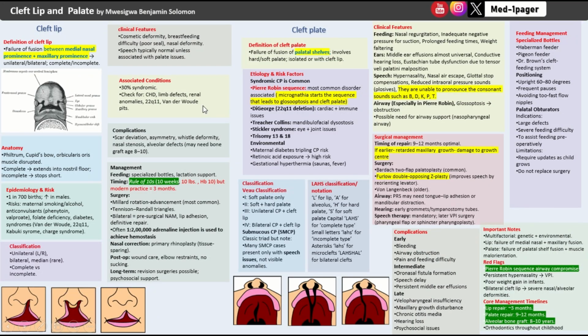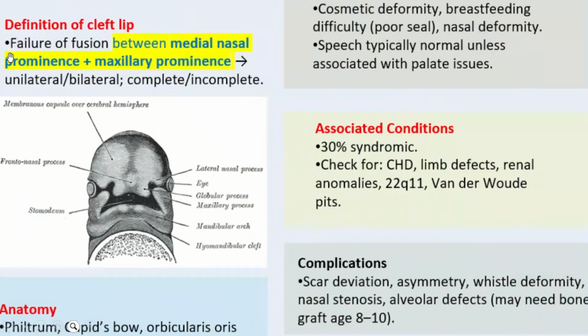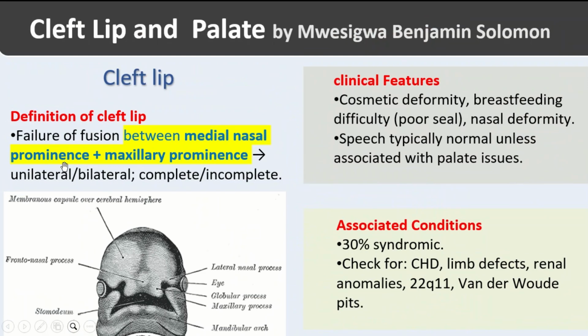Today I'm going to talk about cleft lip and cleft palate, and this is another important surgical condition, especially in the pediatric population. So when you look at the cleft lip, a cleft lip is going to happen when we have failure of fusion between the median nasal prominence and the maxillary prominence.